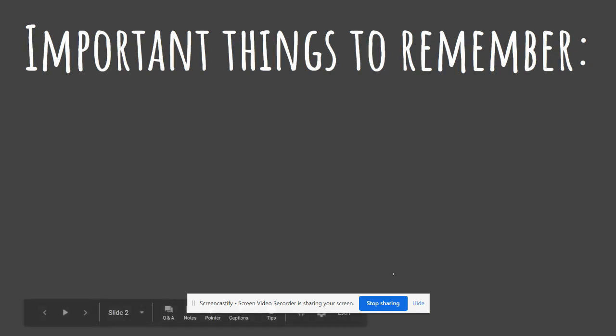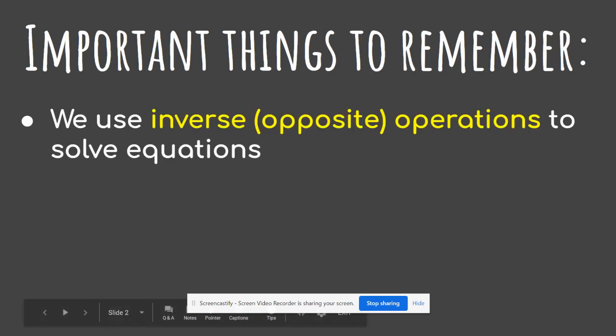These three things are going to be true. So we use inverse or opposite operations to solve equations. That means if I have an equation, an x plus 3, say, I want to get that x by itself, so I'm going to do the opposite of plus 3, and I'm going to subtract 3. So we do the inverse operations.